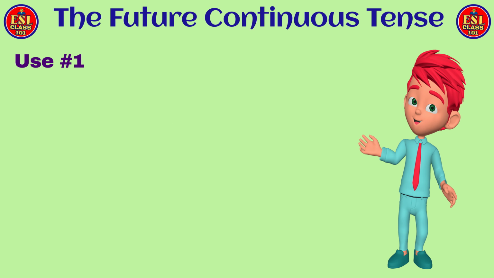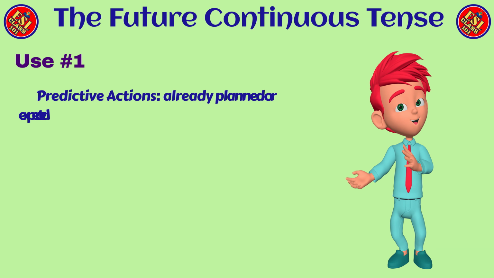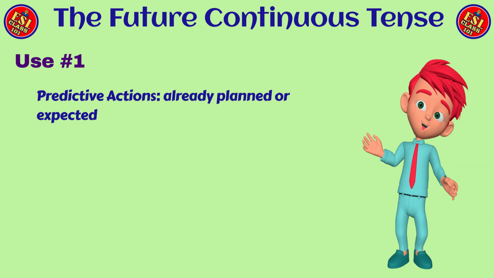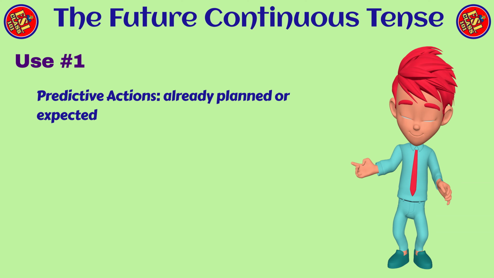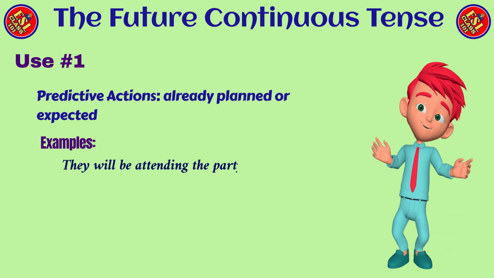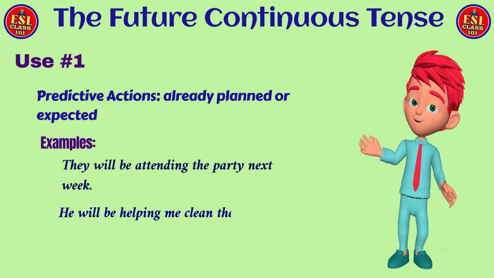Use the future continuous to describe something that is expected to start before a future point and may continue beyond it, especially when it's already planned or arranged. For example, "They will be attending the party next week," or "He will be helping me clean the entire house."